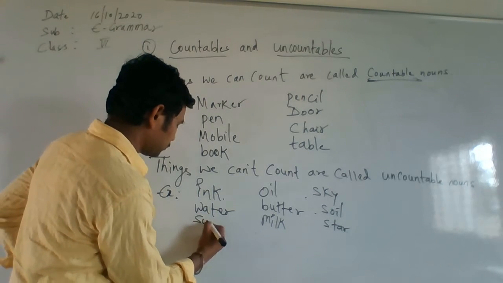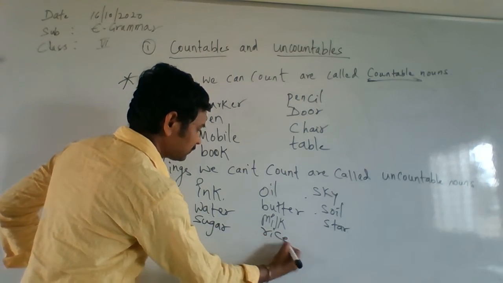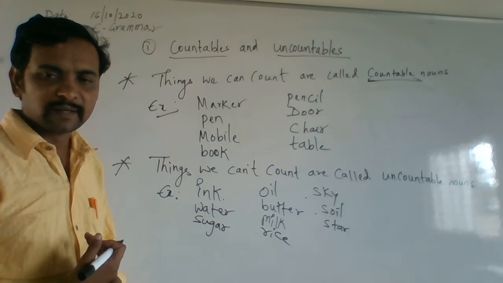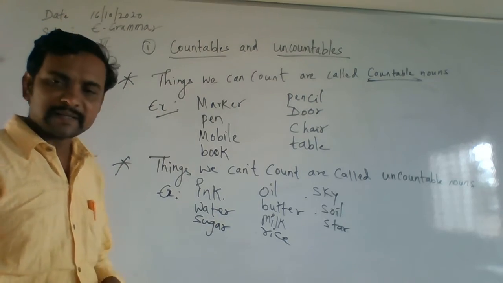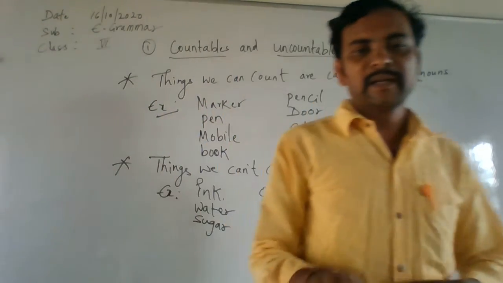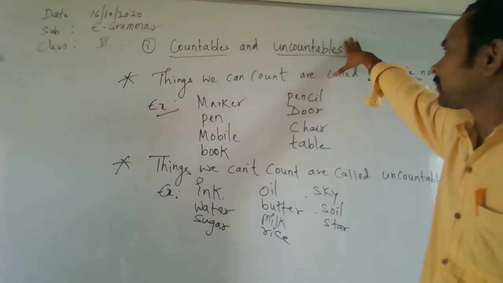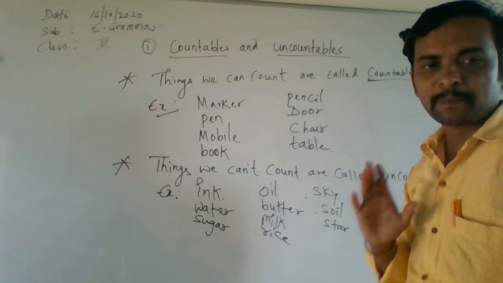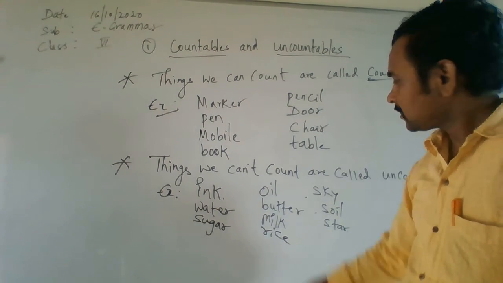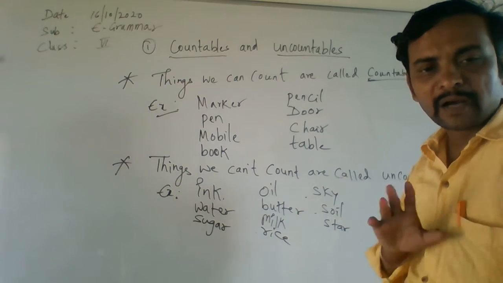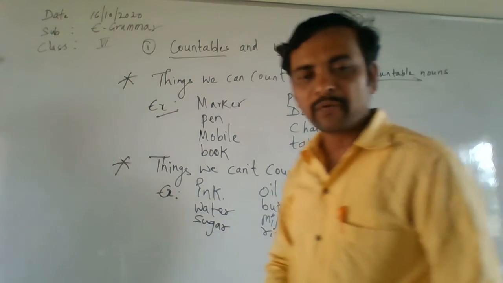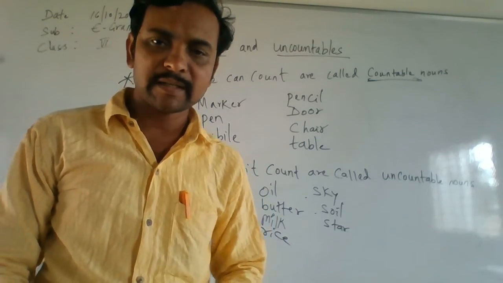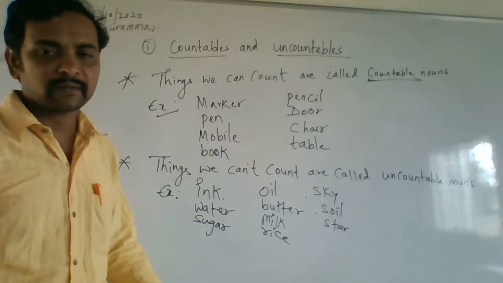For example, sugar. One more example, rice. 1 rice, 2 rice, 3 rice, and 10 rice. That's the case, right? Okay. If it is possible to count, that is a countable noun. If it is not possible to count, that means uncountable noun. Is it understood? Okay.